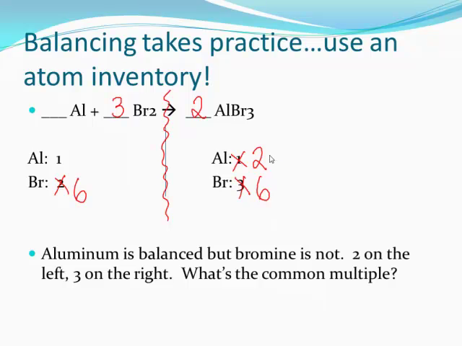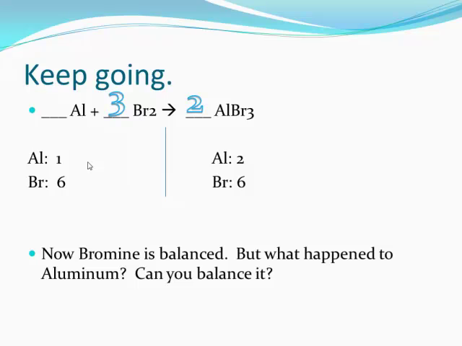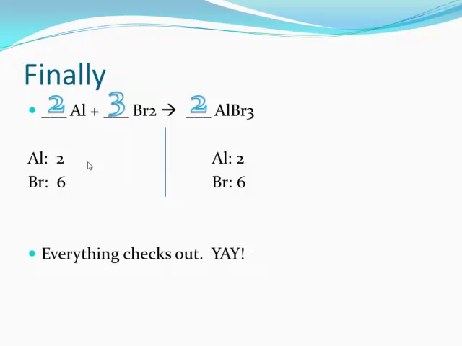Well, that's easy. Here's your aluminum. I know I need 2. Let's stick a 2 right here. And sure enough, that corrects this. And now you've got a balanced chemical reaction. Alright, so, let's see, I already got that. There you go. And we're balanced.